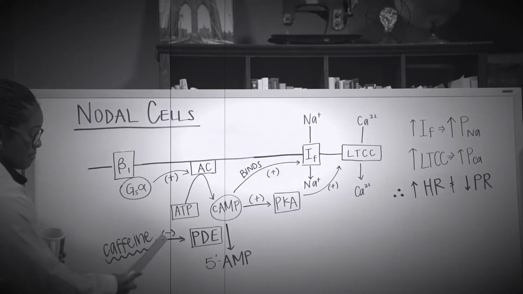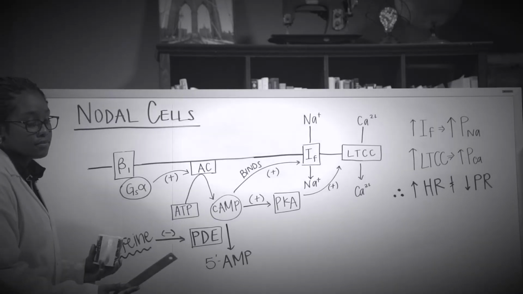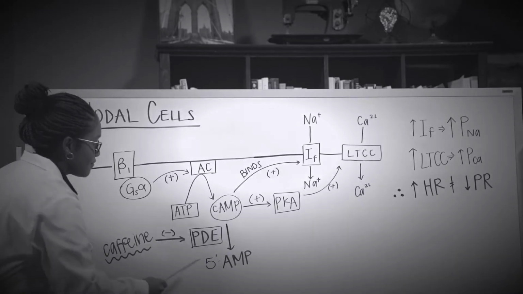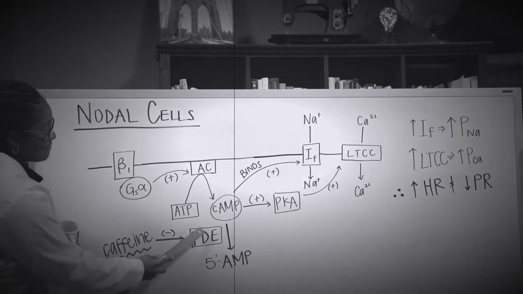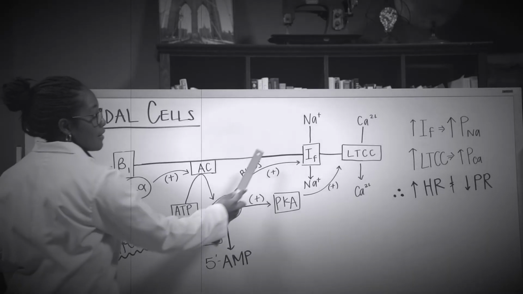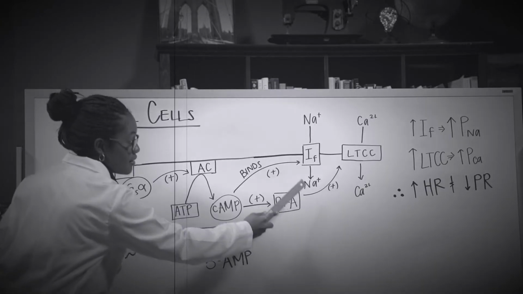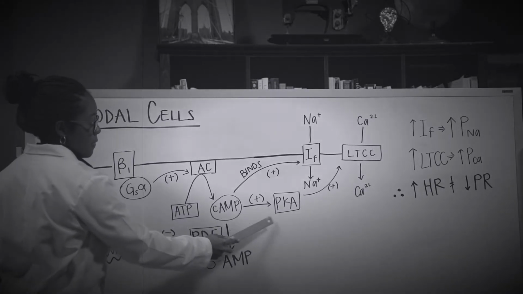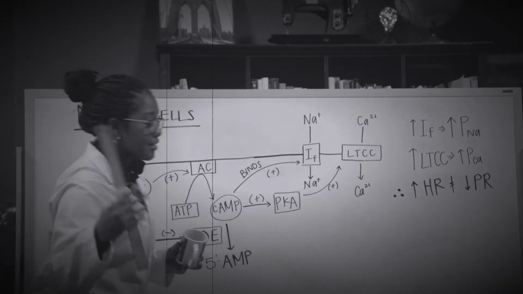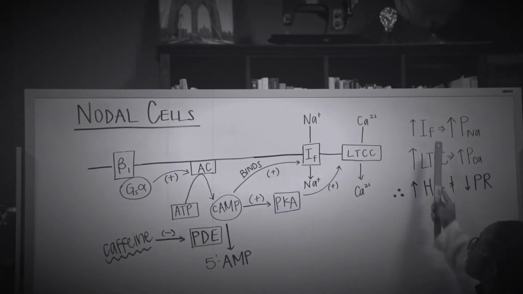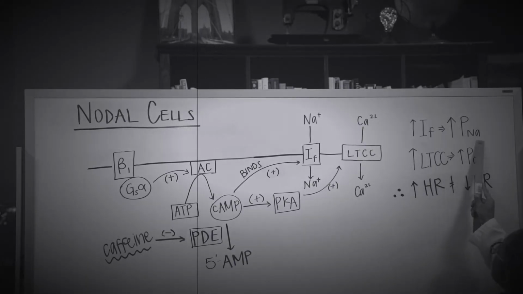In nodal cells, caffeine is a phosphodiesterase inhibitor. Normally, phosphodiesterase breaks down cyclic AMP into AMP, but since caffeine inhibits phosphodiesterase, there is an increase in cyclic AMP. Cyclic AMP binds to funny channels, allowing for an influx of sodium into the cell. Cyclic AMP also activates PKA, which phosphorylates the LTCCs, allowing for an influx of calcium into the cell. The effects are an increase in permeability of sodium and an increase in permeability of calcium. The overall effects are an increase in heart rate and a decrease in the PR segment.